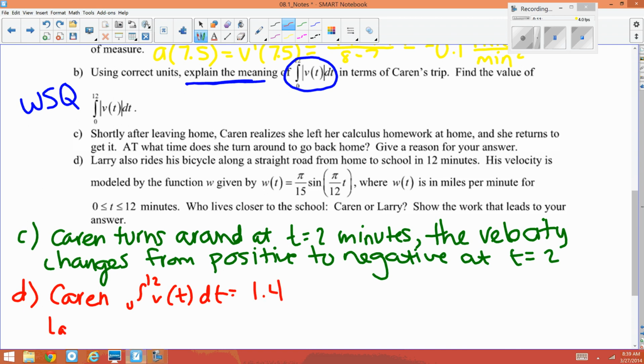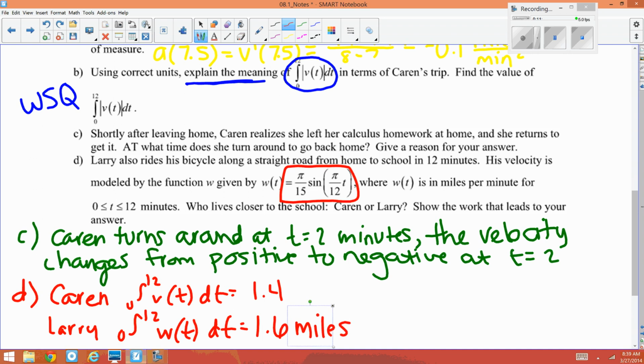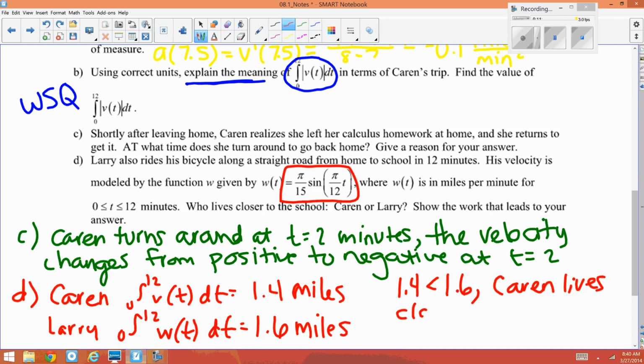All right, and then Larry, we're also going to model from 0 to 12. Okay, we called this one w of t dt. This is a calculator problem, so you can just do this right on your calculator. You could do the antiderivative of this, but don't waste your time. Okay, when you plug that in, you get 1.6. So Larry lives 1.6 miles away. Karen lives 1.4 miles away. Since 1.4 is less than 1.6, Karen lives closer to the school.